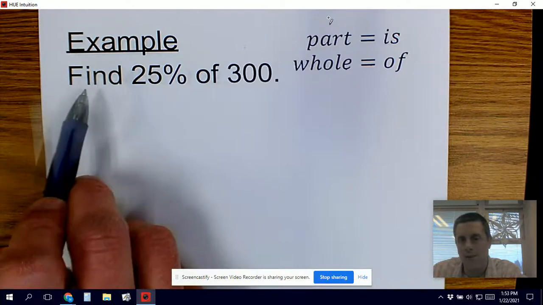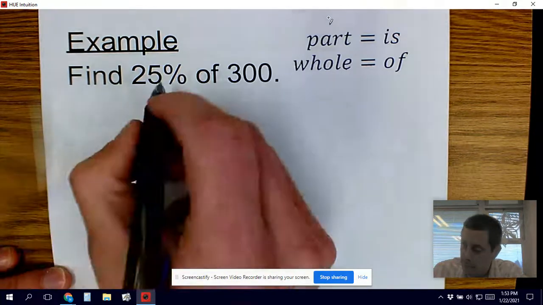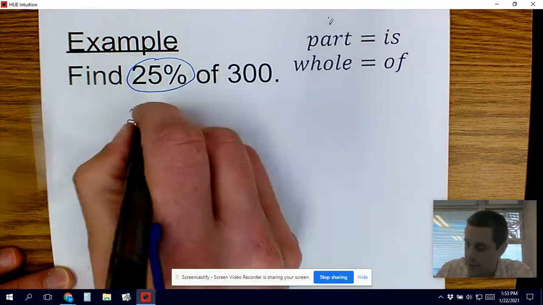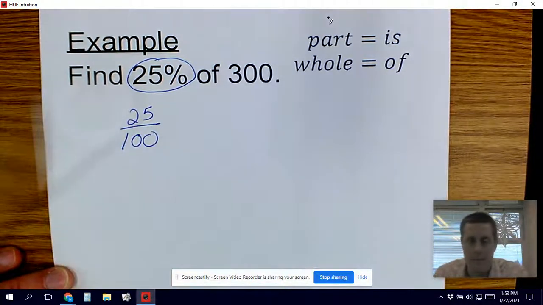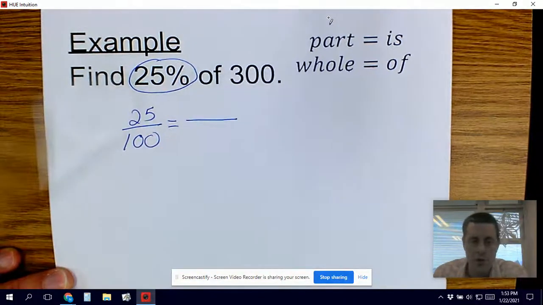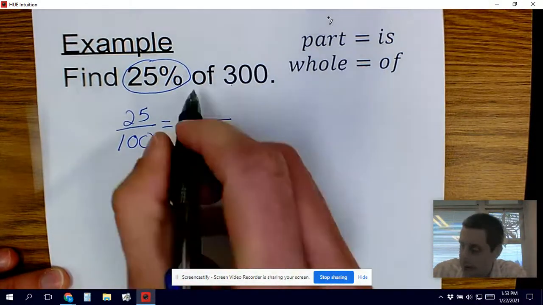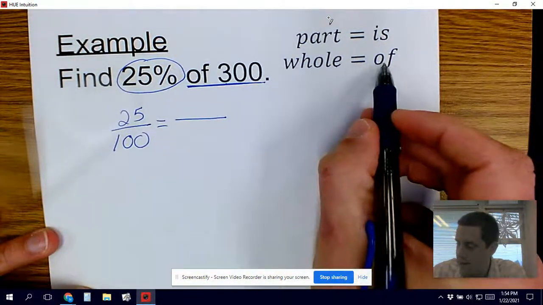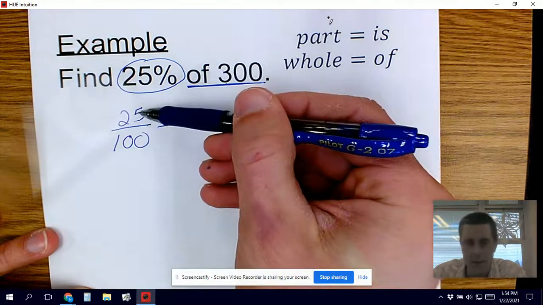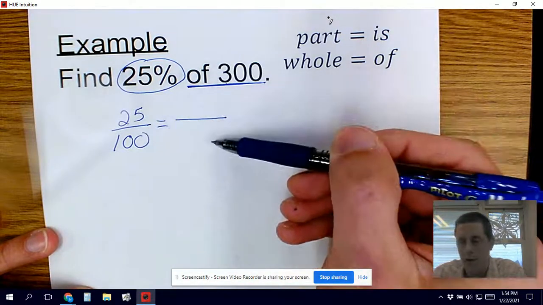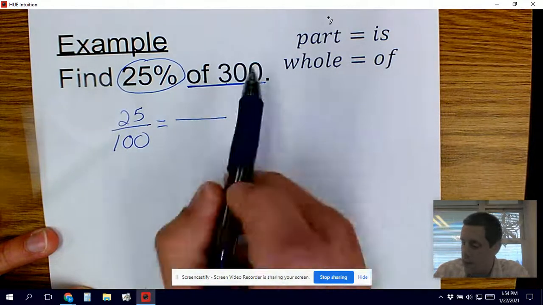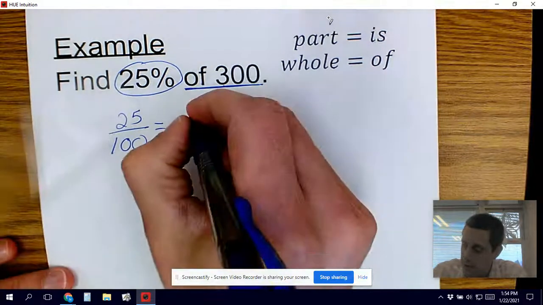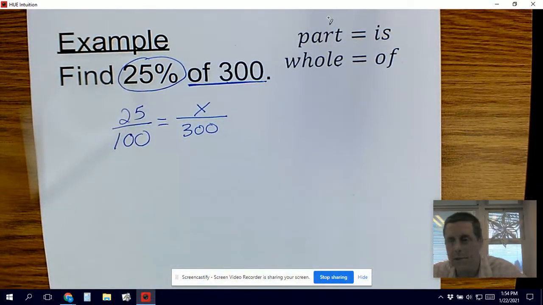So back to our example, find 25% of 300. Always start with your percentage. I see a percentage. I know all percentages are out of 100, so place your 25 over 100. Now we need to set up the rest of our percent proportion. Look at our other value, 300. What word is with the 300? Of. What does of mean? Of is the whole. So if my percent proportion is the percent over 100 equals the part over the whole, of is a keyword meaning whole. So in this case, 300 is the whole. It will go on the bottom. We're trying to find the part. We're trying to find the number that is 25% of 300.